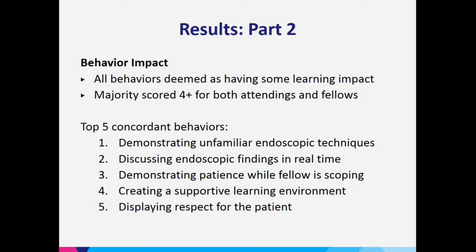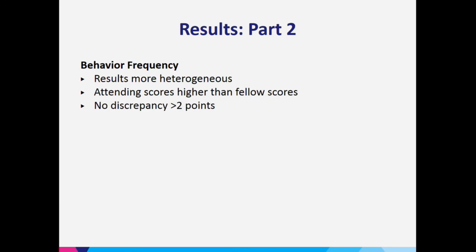For the behavior impact, all behaviors were deemed as having some learning impact. So they all ranked at least a 3 on the Likert scale. And the majority of them scored a 4 or higher for both attendings and fellows. The top 5 concordant behaviors between attendings and fellows, all of which scored a 4.3 or higher for both, are listed here: demonstrating unfamiliar endoscopic techniques, discussing endoscopic findings in real time, demonstrating patience, supportive learning environment, and displaying respect for the patient.